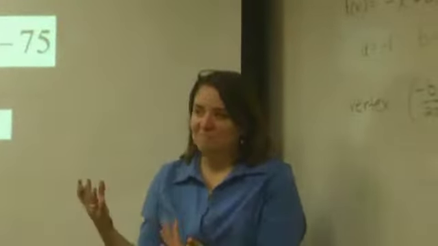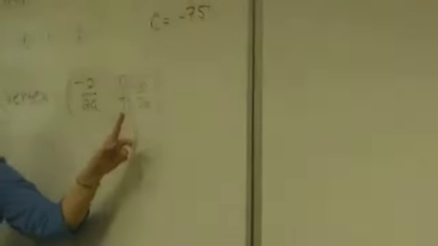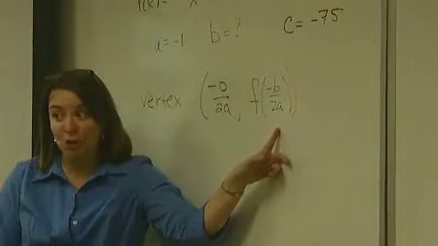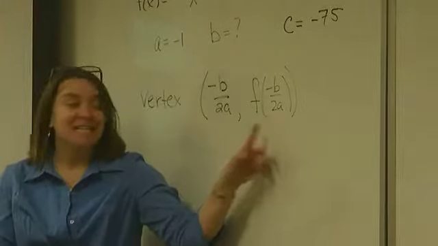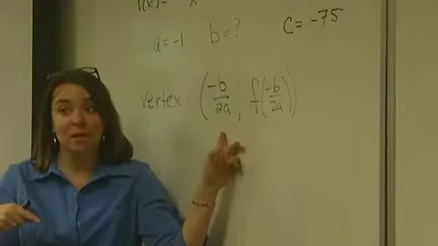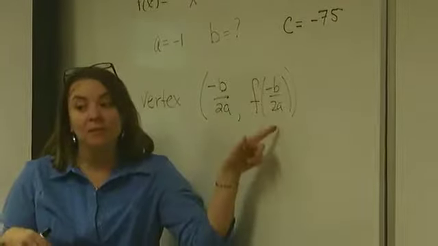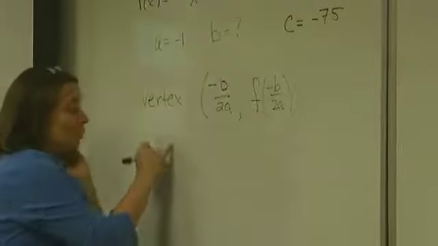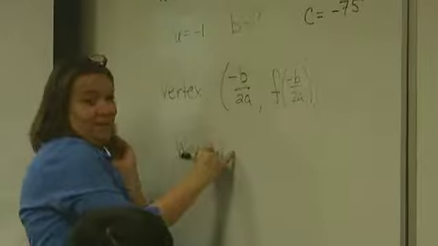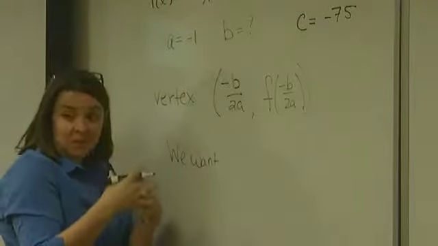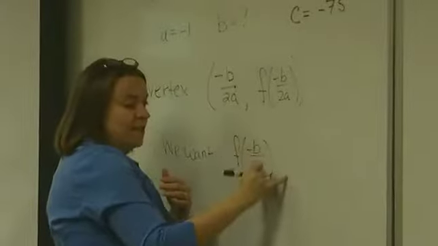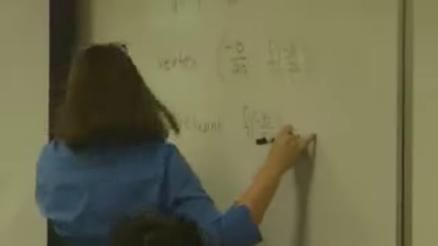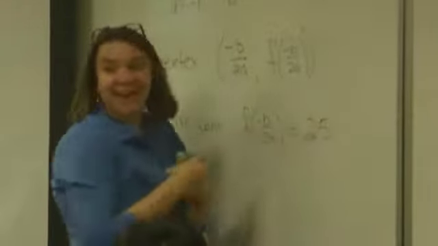Keyword: maximum. The maximum output occurs at the vertex. To get the x value, we take the opposite of b over twice a. To get the output, we plug it in. So what do we want? We want to find a solution where f of the opposite of b over twice a is going to be exactly 25.